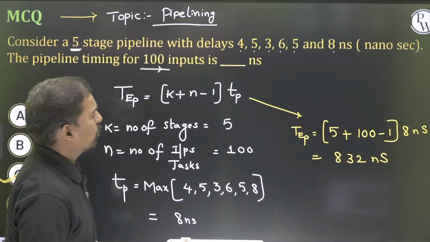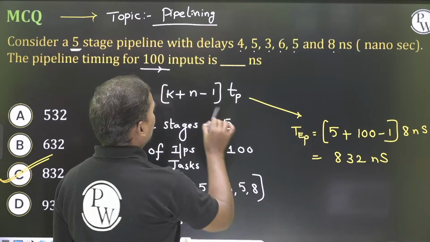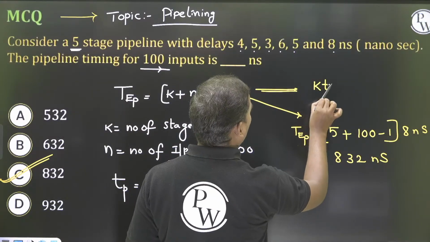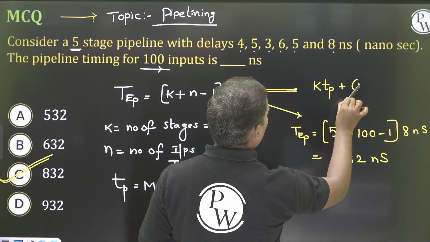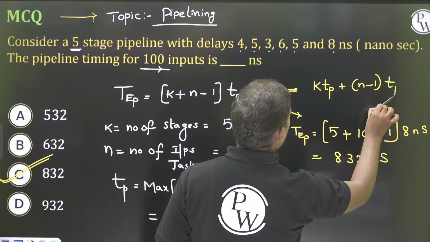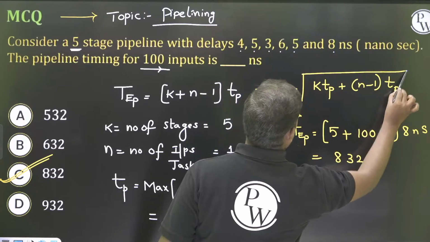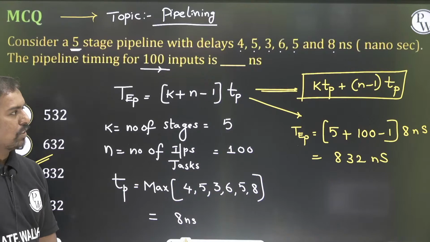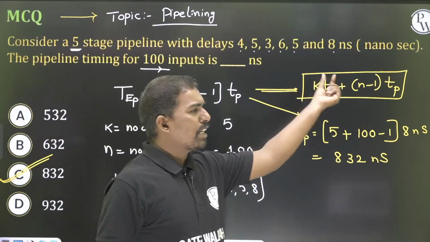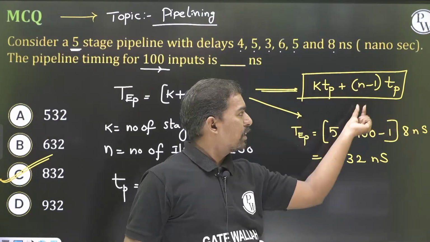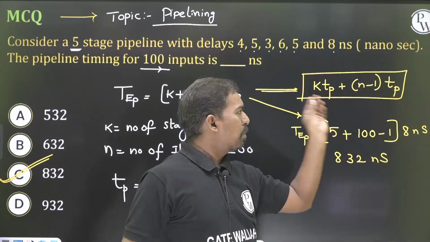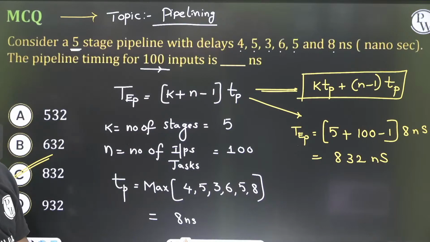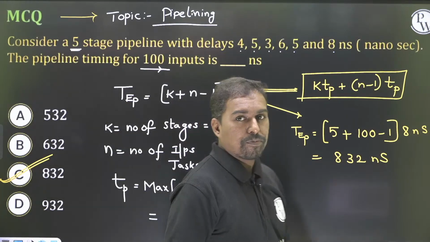Very expected question. Actually, this is derived for the time of pipelining. One task will take K into TP and the remaining tasks will take N minus 1 into TP. So this is the formula. You understand? The first task takes K into TP and the remaining tasks are executed with N minus 1 into TP. So the total time will be K into TP plus N minus 1 into TP. All of you following? Yes.